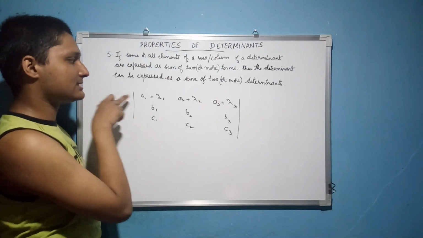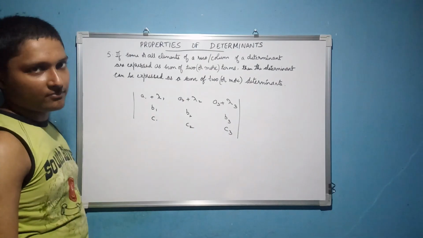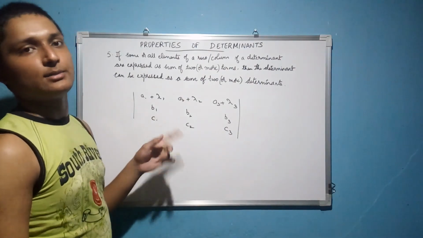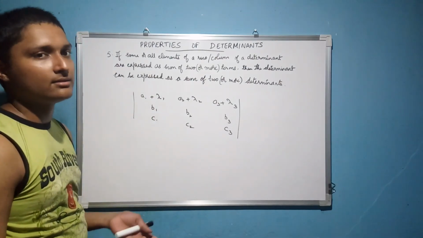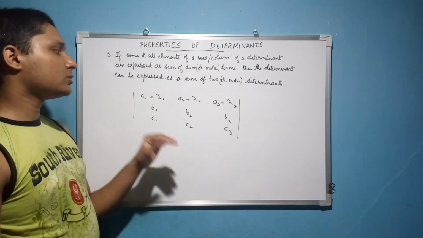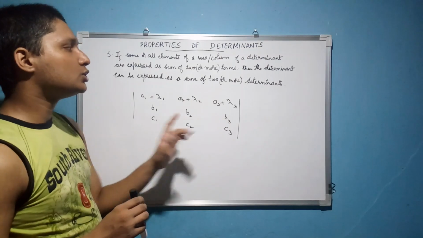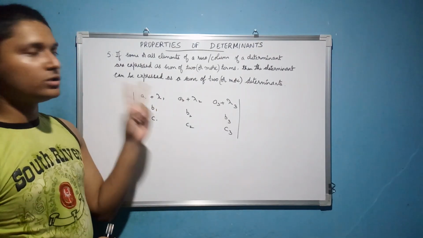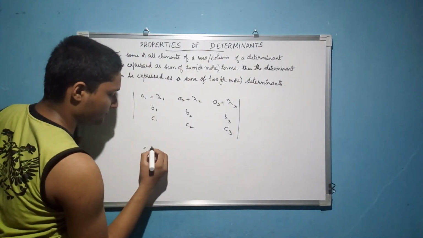So if I consider this column now, it has the sum of two terms. They are not simple numbers, they are variables. That's why I cannot add both of them, so I can just write it in this form, that is A1 plus lambda 1. So what does the second part tell? Then the determinant can be expressed as a sum of two or more determinants. I have taken only two terms here, therefore only two determinants should be present over here.